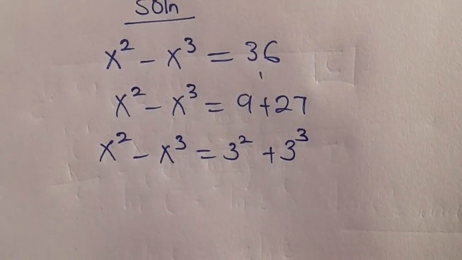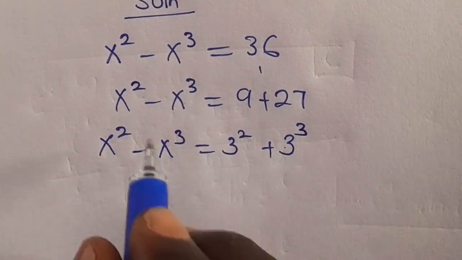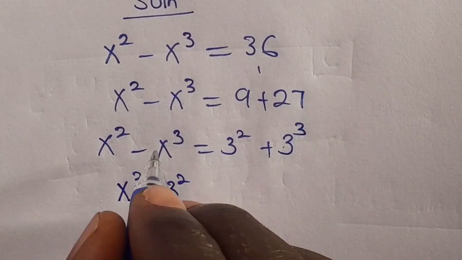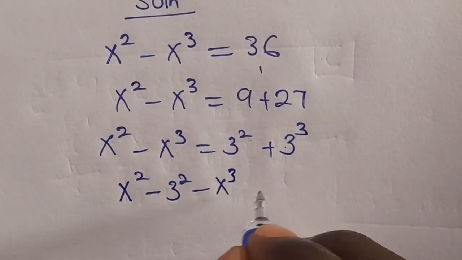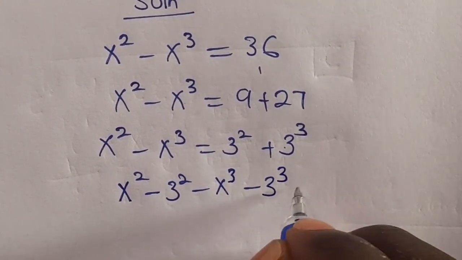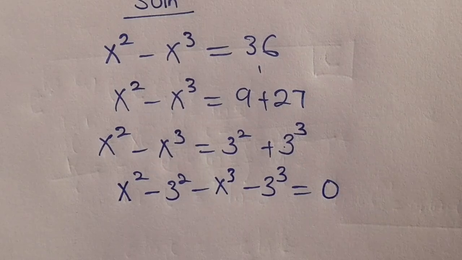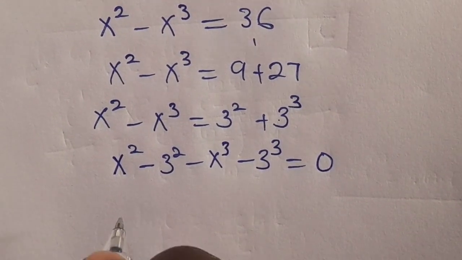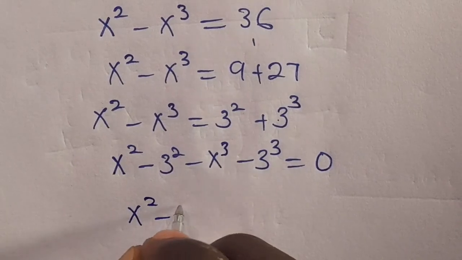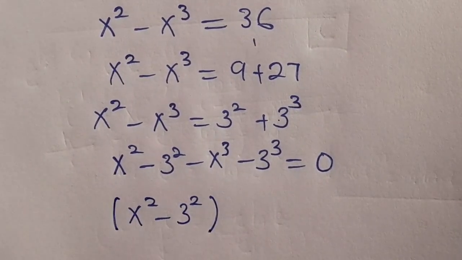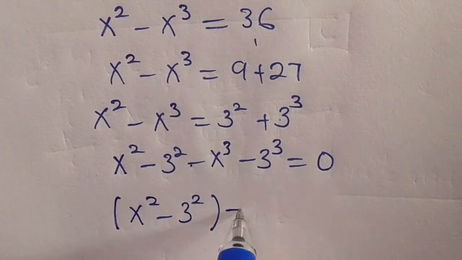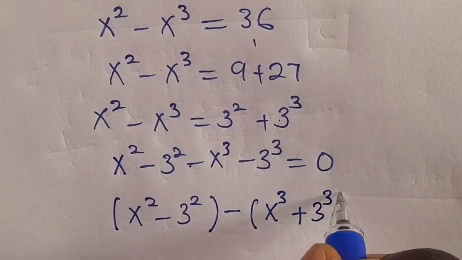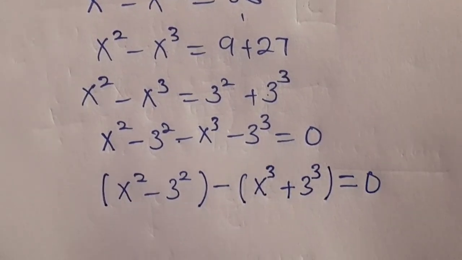So now let's do something reasonable. Let's take this here and this one here. We have x to the power of 2 minus 3 to the power of 2, again x to the power of 3 minus 3 to the power of 3 equals 0. Now, having done this, let's also group them. By grouping them, we have x to the power of 2 minus 3 to the power of 2 as this. Then when you factor minus out here, we have x to the power of 3 plus 3 to the power of 3, then we have all of it equal to 0.